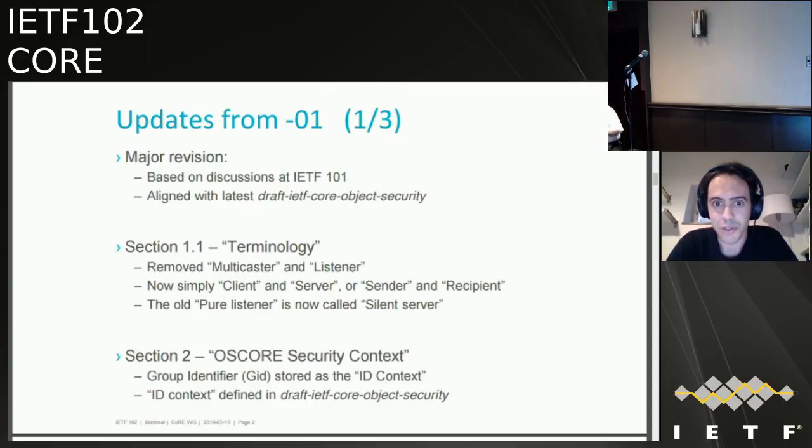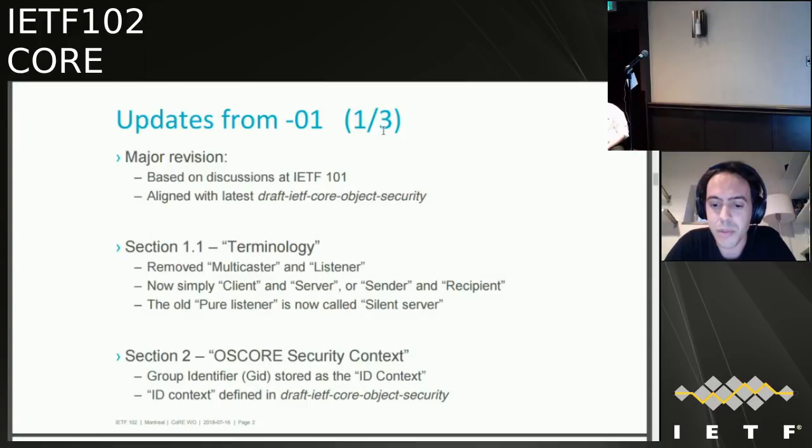It was a major editorial revision, mostly based on the discussion following the London meeting, and of course to be aligned with the changes to the main OSCORE document that Jörn mentioned. Starting from the terminology, we promised already in London to try to get rid of a lot of new terms that we introduced in this document, like multicaster or listener. And in fact, it worked to simply reuse client and server as in CoAP, or sender and recipient when more necessary from the actual message perspective.